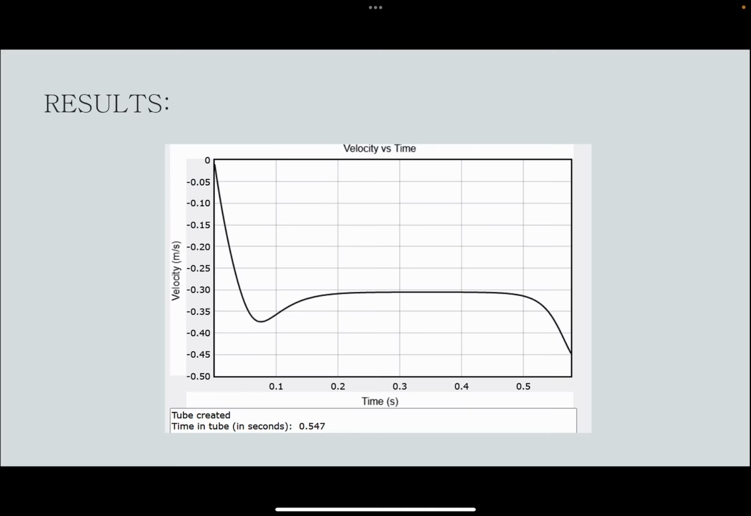As you can see, there's a larger slope downwards, then it reaches a plateau and then goes downward again when it finally falls out of the tube.